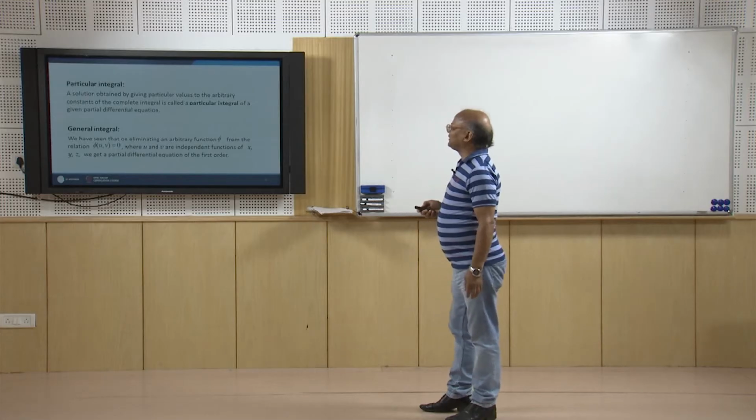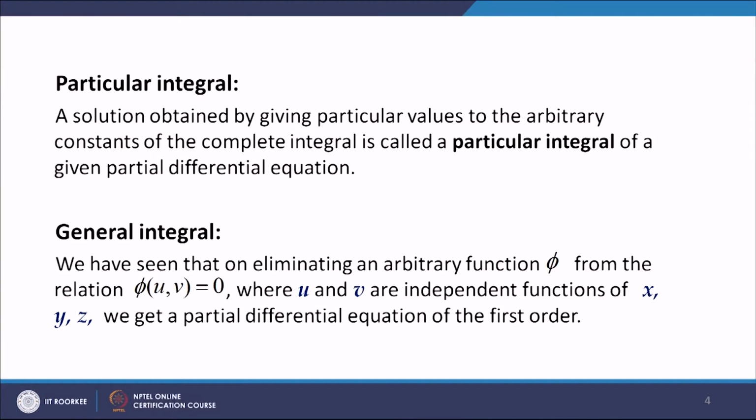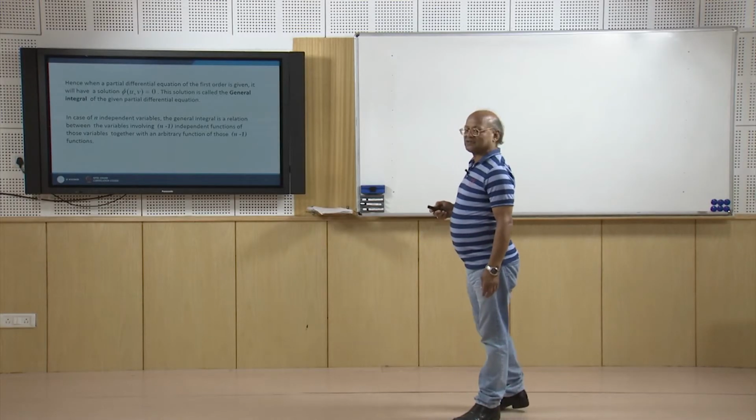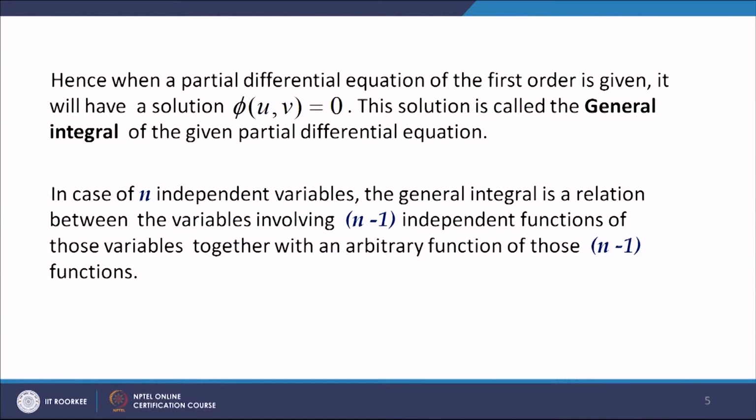Now a solution obtained by giving particular values to the constants occurring in the complete integral is called a particular integral of the given partial differential equation. In the previous lecture we have also seen that when we eliminate an arbitrary function phi from the relation phi(u, v) equal to 0, where u and v are independent functions of x, y and z, we get a partial differential equation of the first order. Therefore, when a partial differential equation of the first order is given, we will have a solution phi(u, v) equal to 0. This solution is called the general integral of the given partial differential equation.